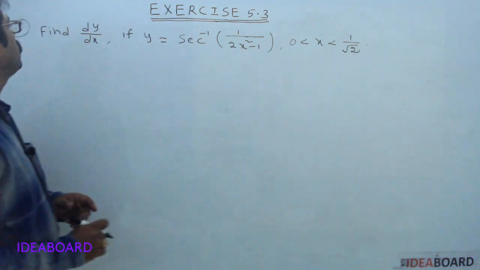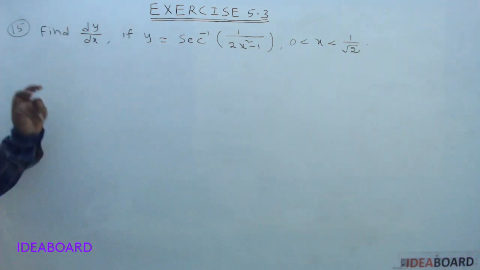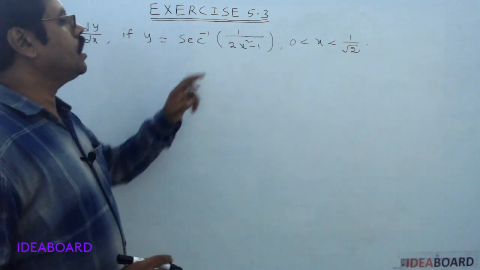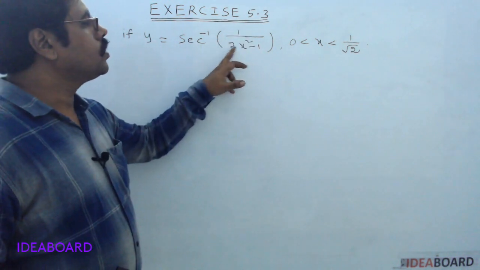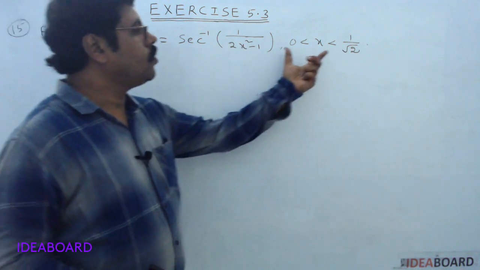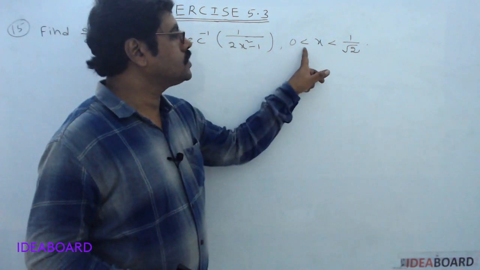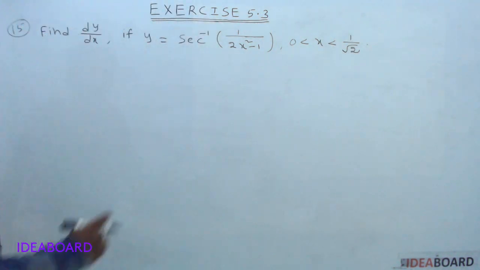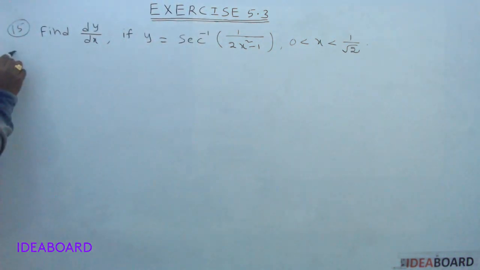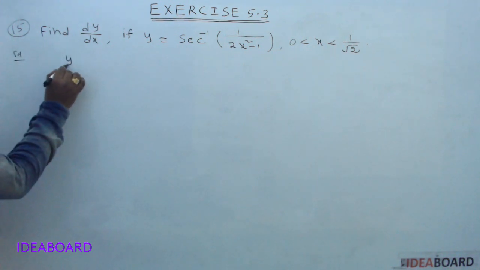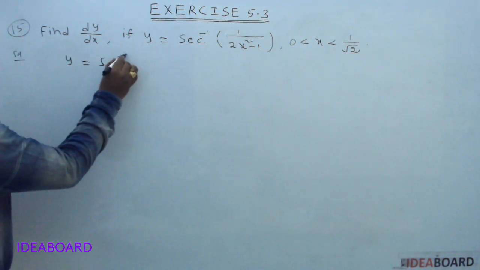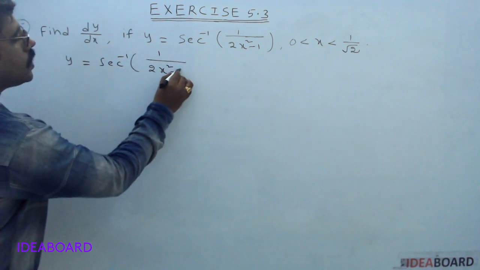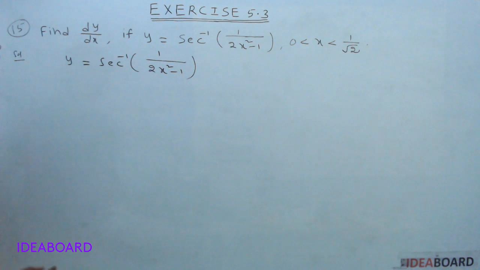Now come to the next problem. Find dy by dx if y equals secant inverse of 1 divided by 2x square minus 1. What is the condition? 0 less than x less than 1 divided by root 2. Now first write down the given equation. y equals secant inverse of 1 divided by 2x square minus 1.